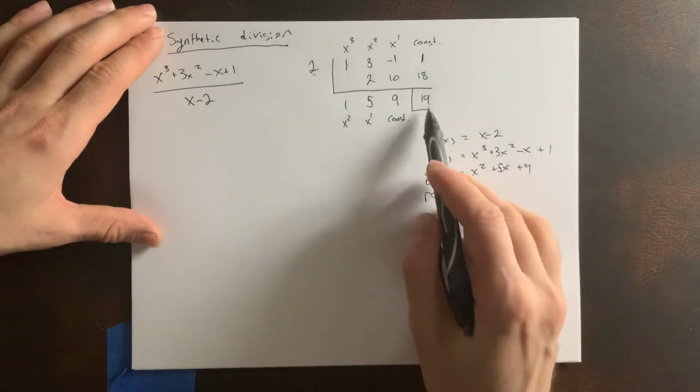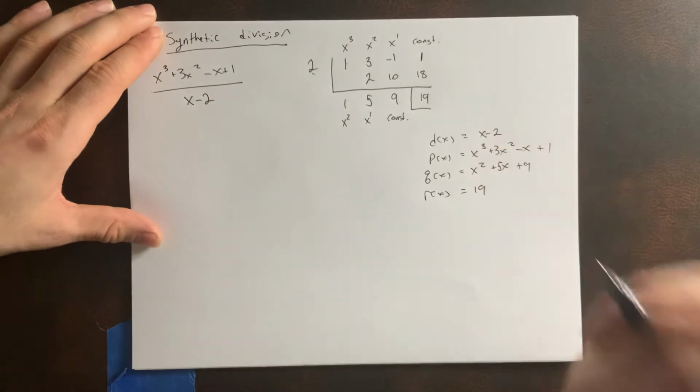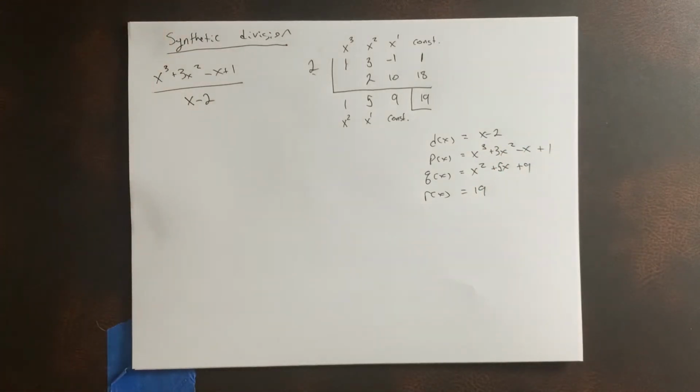And then this thing in the box is always the remainder. Remainder is 19. So if you look back to the previous problem, let's get that. Hopefully we got the same answer. Yeah, we did. So that means we didn't make a mistake.